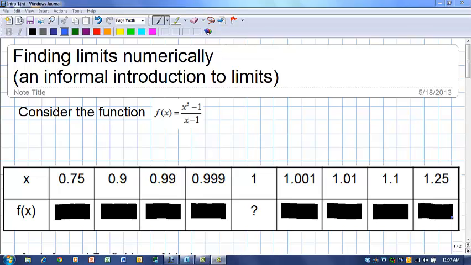In this video, I want to give you an informal introduction to limits. We're going to start by considering the function f of x equals x cubed minus 1 over x minus 1. The behavior of this function near x equals 1 is a little bit unclear, because if we look at f of 1, we can see that we're going to end up with 0 over 0, which is indeterminate.